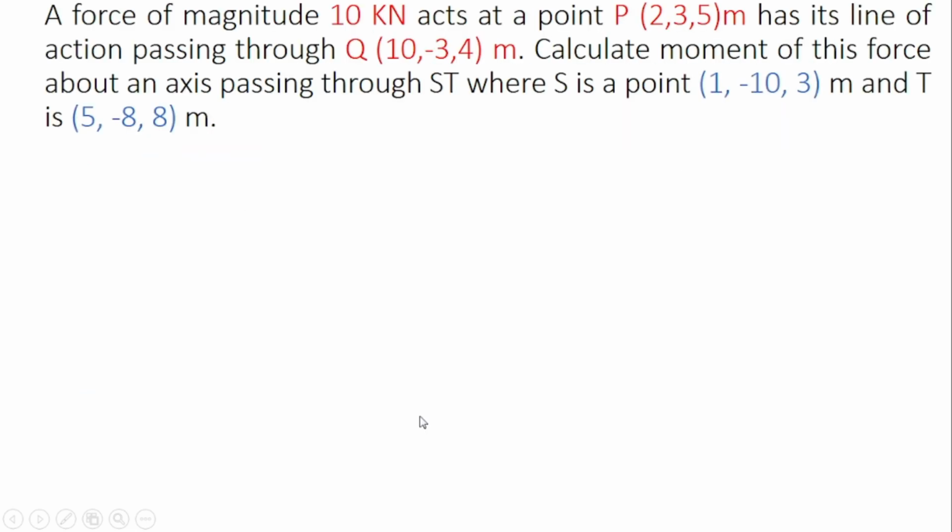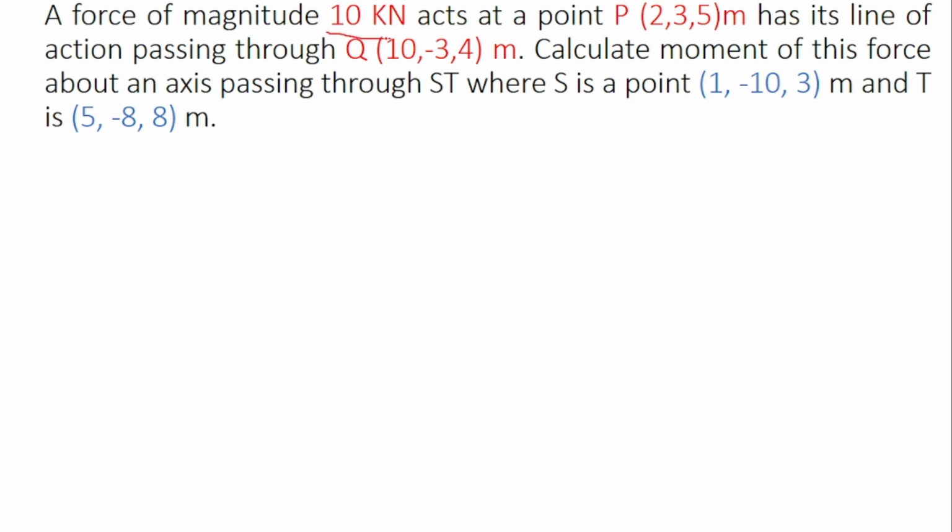So we'll start with the question. A force of magnitude 10 kN acts at a point P (2, 3, 5) meter, has its line of action passing through point Q (10, -3, 4) meter. Calculate the moment of this force about an axis passing through ST, where S is the point (1, -10, 3) meter and T is (5, -8, 8) meter.